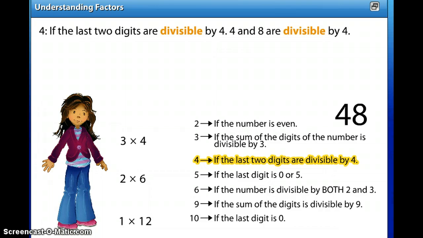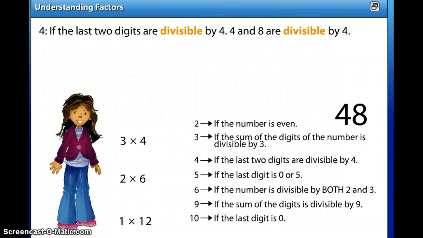4. If the last two digits are divisible by 4. 4 and 8 are divisible by 4. Okay, so when you're looking to see if a number is divisible by 4, you're going to look at the last two digits. Are those last two digits each divisible by 4, such as 4 and 8? Can we divide 4 by 4? Yes. Can we divide 8 by 4 evenly? Yes, it's 2, correct?